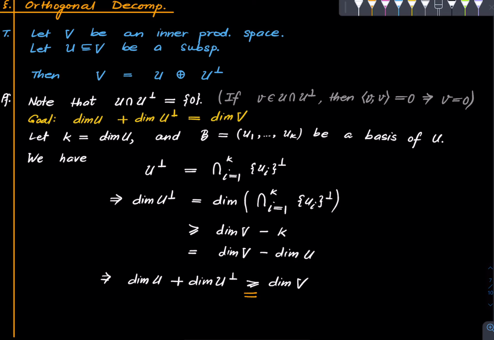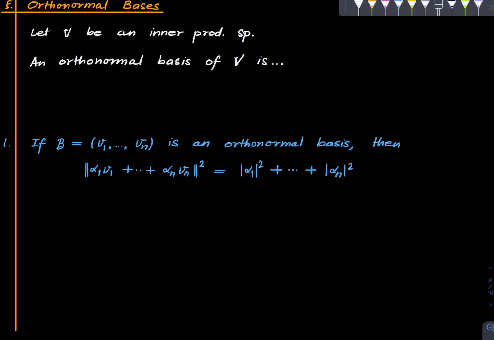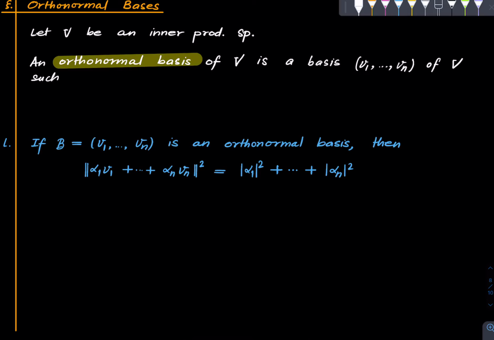Okay. Finally, we will discuss the notion of an orthonormal basis. So again, V is an inner product space, regardless of whether it is real or complex. An orthonormal basis of V is a basis of V such that two things happen.